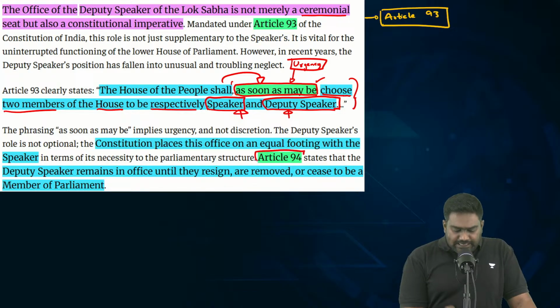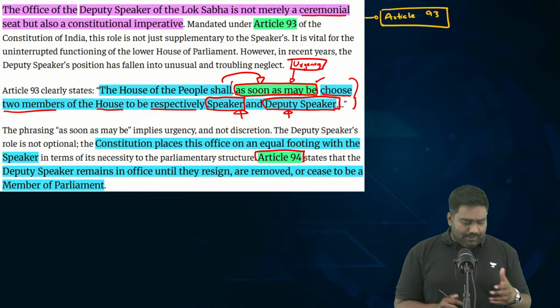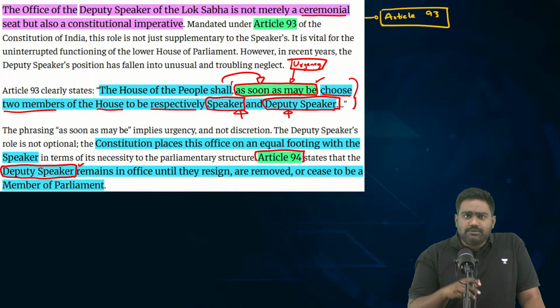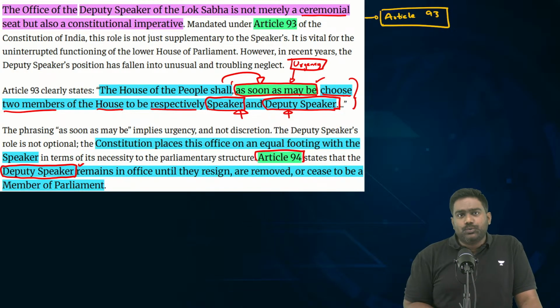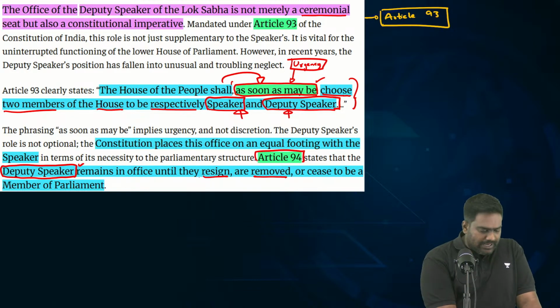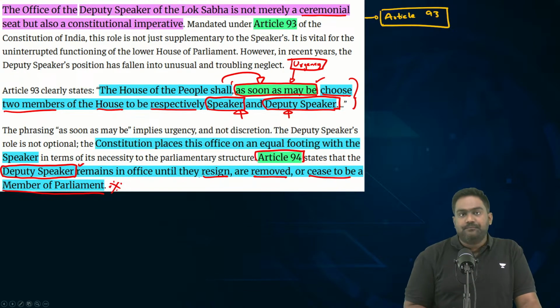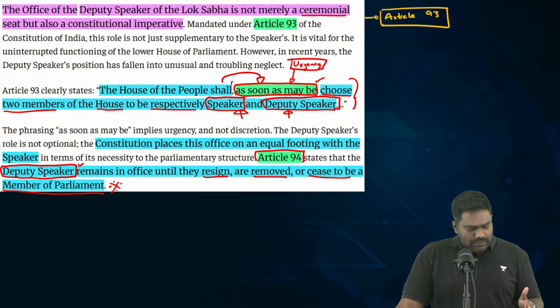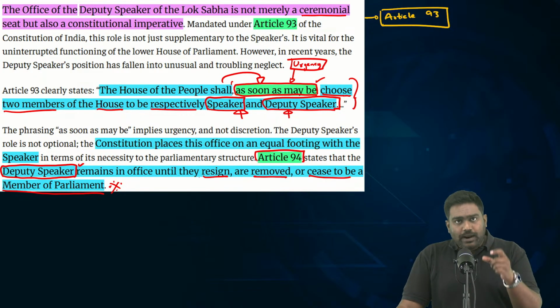If you look at Article 94, it talks about the term of the Deputy Speaker. The term of the Deputy Speaker is essentially coterminous with the term of the Lok Sabha. However, the Deputy Speaker can resign, or can be removed on certain grounds, or if the Deputy Speaker ceases to be a member of the House, that is also a ground for removal. This clearly shows that the office of Deputy Speaker has been envisioned to provide continuity and maintain stability in legislative governance.